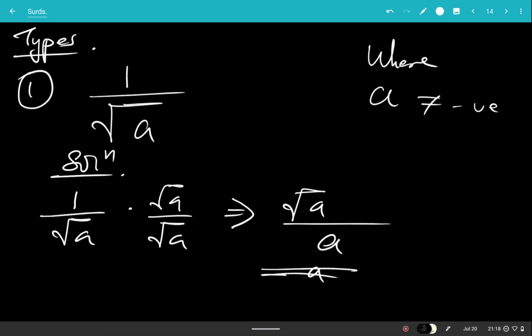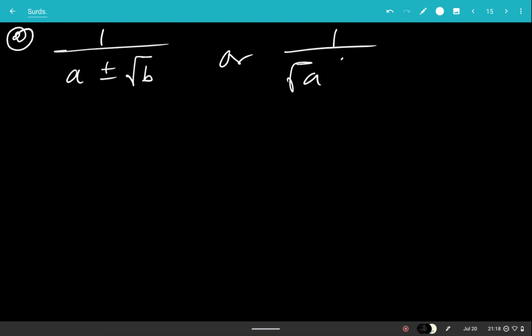Now the second type is the interesting one. For the second type, you might have something like 1 over A plus or minus root of B. It could be root of A plus or minus B, or let me just say it could be this as well, root of A plus or minus B. Or it could also look in this manner where you have root of A plus or minus root of B. All these are possible cases. When I say plus or minus, it simply means that it could be a plus or a minus that has been put there.